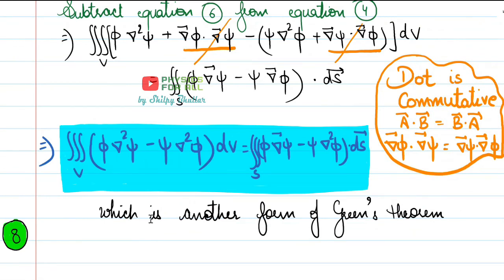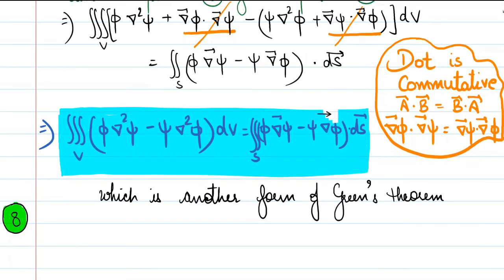Here you can see, the ultimate expression is the triple integral of phi del square psi minus psi del square phi dV, and then we have the surface integral of phi del psi minus psi del phi dot ds. Let me correct here, that was written by mistake. This is psi del phi dot ds. So this is the final expression, which is another form of Green's theorem.